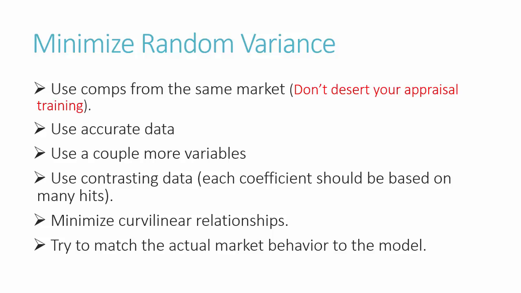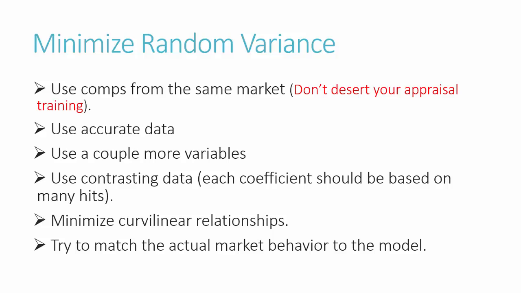We also want to use contrasting data. Each coefficient should be based on many hits. Now what that means is if you're trying to extract an in-ground pool adjustment and you have 20 sales with no pool and 2 sales with pools, that may not be enough hits, or you may not have enough sales that had pools. So it's important to have many hits. And that gets into how many sales do you need. If you're extracting a certain adjustment, you're going to have enough sales that you have a lot of hits for that particular property characteristic.